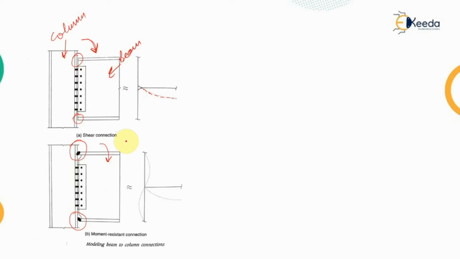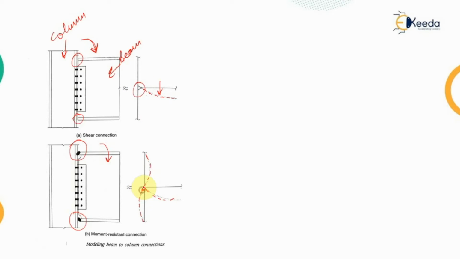So now whenever there will be a moment on this connection, this connection will not allow the complete rotation of the flanges of the beam, and whenever this flange will try to rotate, it will also pull together the flange of the column, and that's why the deflected shape will be like this. While in the first case the column was not deflected, it was only the flange which was rotating, that means it was simply supported at this point.